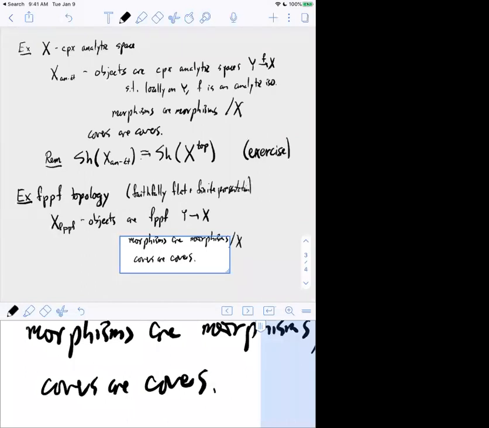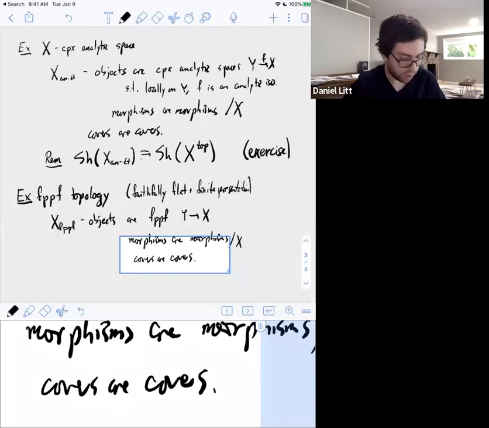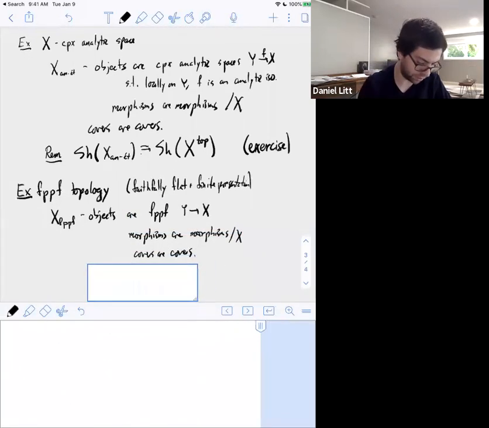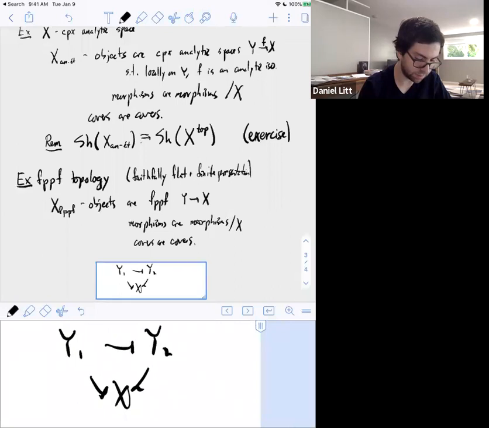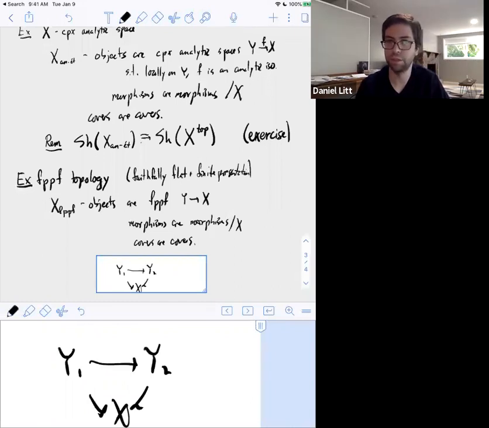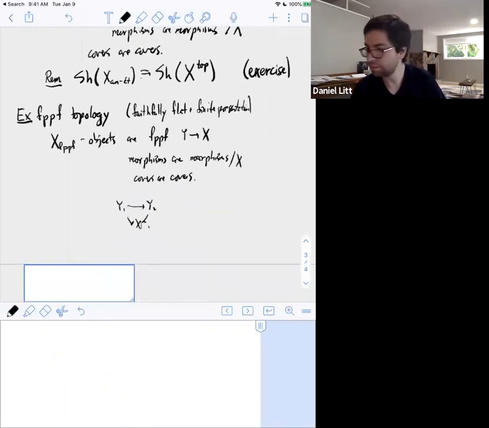Doesn't faithfully flat imply surjectivity? Yeah, that's correct. So in particular, every object of this category is a cover of X. But if you have a cover of Y, if you have an object Y of this category, then when you have a diagram like this, Y1 to Y2 to X, this need not be flat. This need not be faithful, right? So this top arrow need not be surjective. Thanks. Yeah. So this is still a condition. Cool. Are there any questions about that?